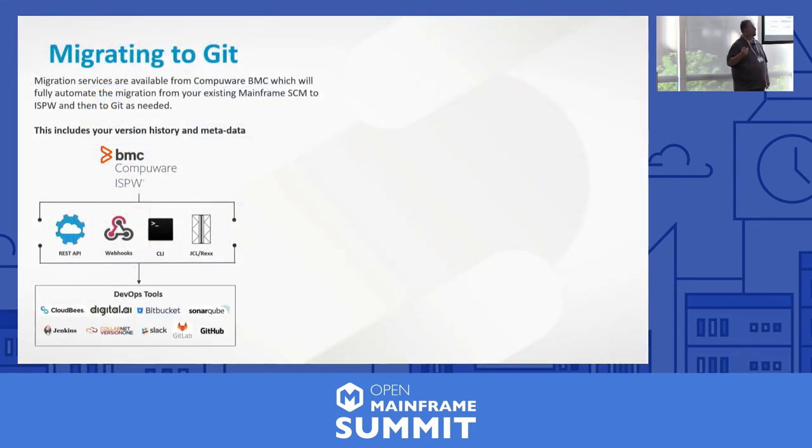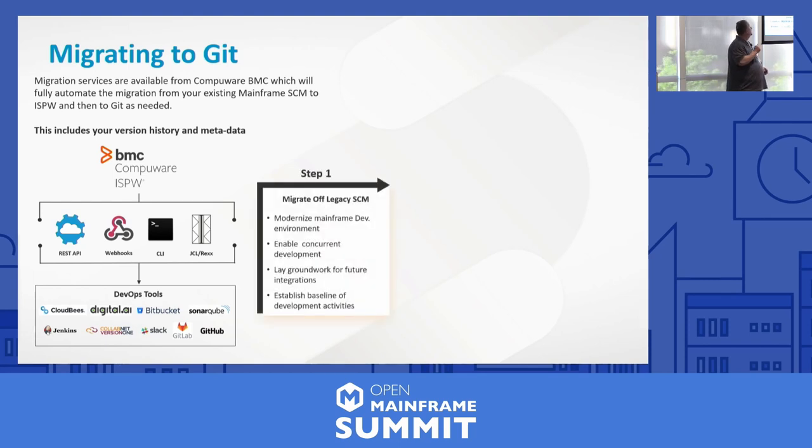So one of the things, if you're going to move to Git, you also have to think about how you get your source code off of the mainframe, off of your system, onto Git, onto a modern DevOps enabled platform. BMC offers a set of migration services that help you migrate your systems off of your legacy platform onto a brand new DevOps enabled platform that then gives you the capabilities.